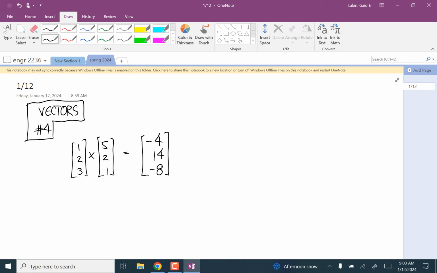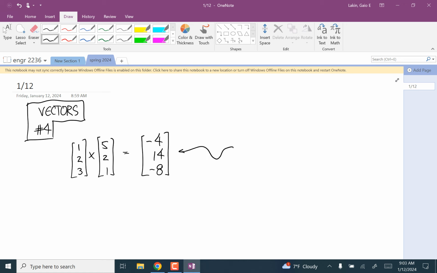If I had done the cross product of 5, 2, 1 cross 1, 2, 3, I would have gotten the opposite signs on everything. But in the end, we'd get the same pair of vectors. But now the question asks for a unit vector in that direction. So what's a unit vector?